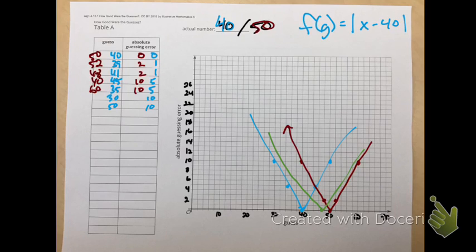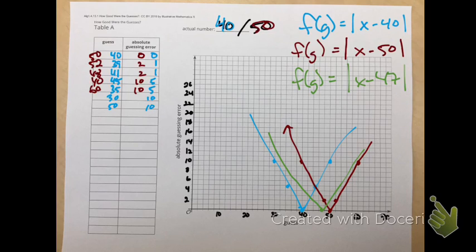So this is the rule as an absolute value. Let's look at the burgundy. Let's say I said f of g for the burgundy. We know that's 50. So how am I going to see the difference between what's guessed and 50? X minus 50, the absolute value of that. It's always going to be positive. And then our original, the green, would be f of g equals the absolute value of x minus 47. Those lines on the outside are absolute values.